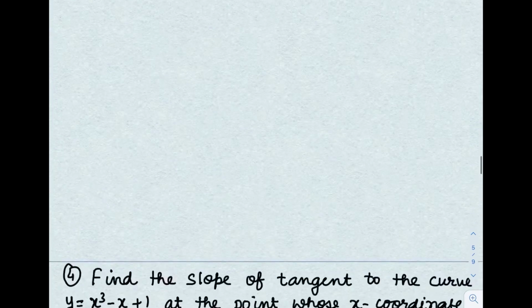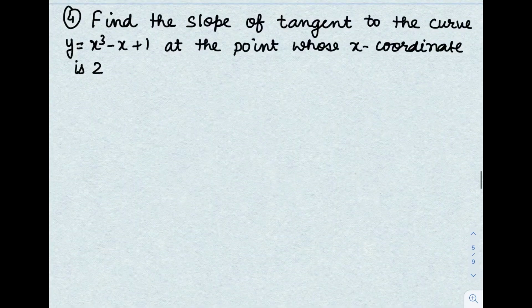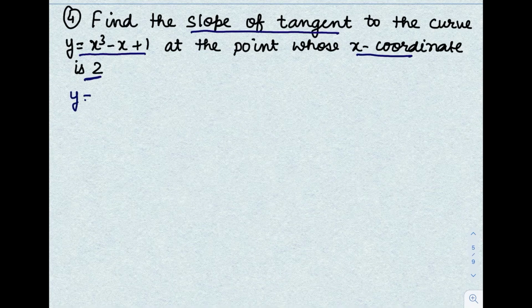Let's move to the next question, that is question 4. Find the slope of a tangent. Again we need to calculate the slope of the tangent to the curve y equals this at the point whose x coordinate is 2. Look, simple: we have been given a curve y is equal to x cube minus x plus 1. Differentiated with respect to x, dy by dx will become 3x square minus 1.